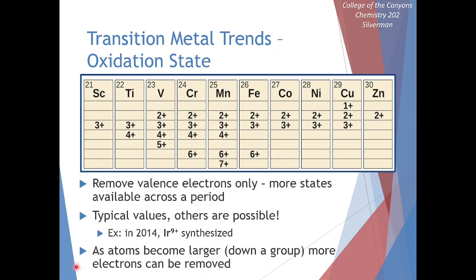Another trend as we go down the periodic table. This is our first series in the d block elements. As we go down the periodic table, our atoms are bigger. We're going to be able to remove those electrons more easily. We're going to have more oxidation states available for our larger and larger atoms.